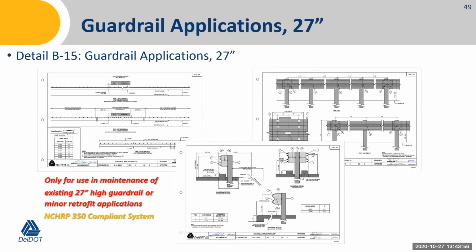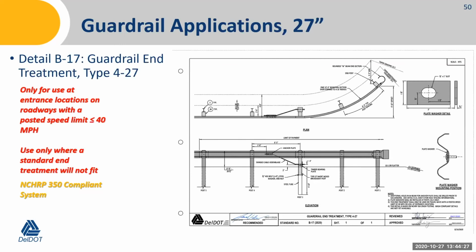We retained guardrail applications for 27-inch. So this is detail B-15. These are only for use in maintenance of existing 27-inch high guardrail or for B17, the guardrail end treatment type 427.